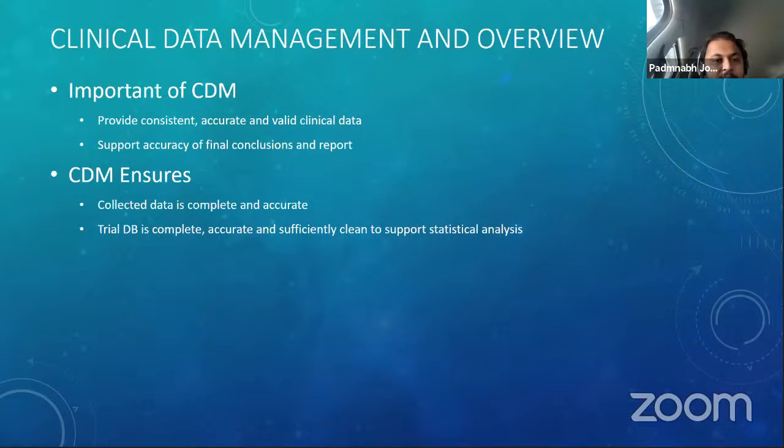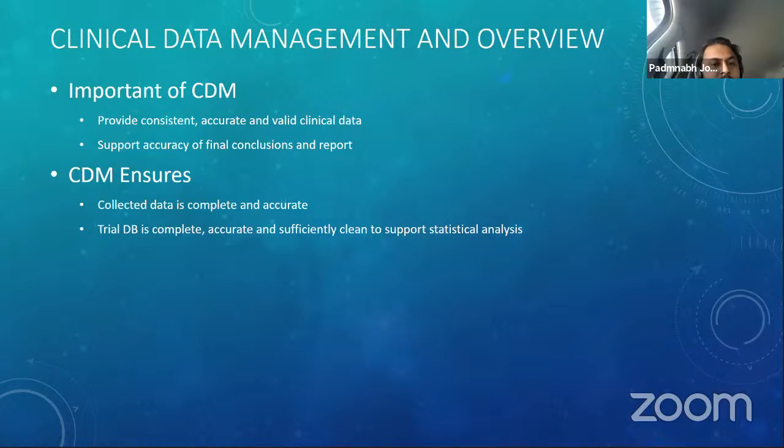Last but not least, what CDM also ensures is the trial database. When I say trial database, like I mentioned, there are various tools and systems that we regularly use in our CDM industry. They are called CDMS, clinical data management systems. Like I mentioned, Oracle Clinical or even Rave Data are some of the tools that we use.